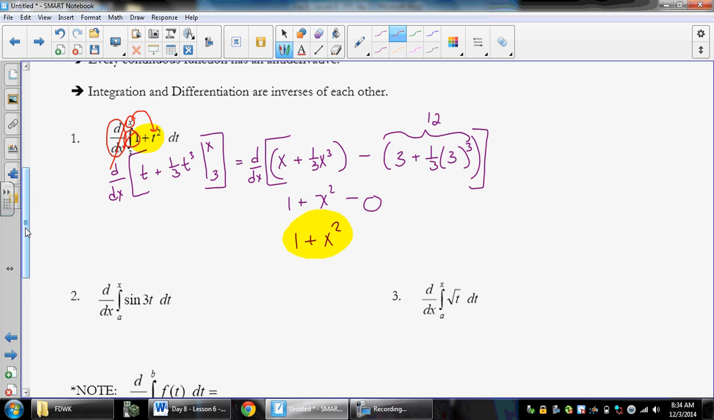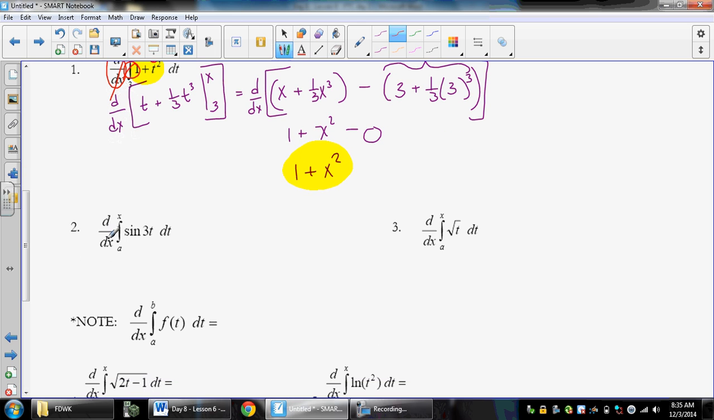So let me show you that in a little bit of a quicker way here. If I take the derivative from a to x of sine 3t dt, what's going to happen is the derivative and the integral cancel, and I just really get sine of 3x.